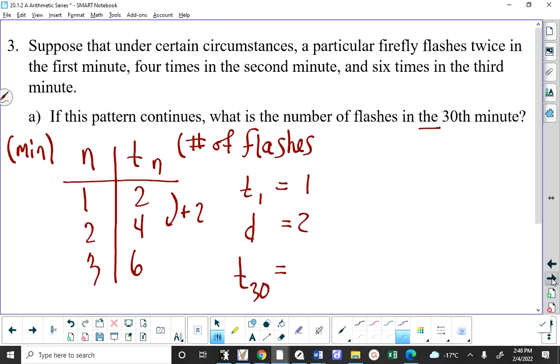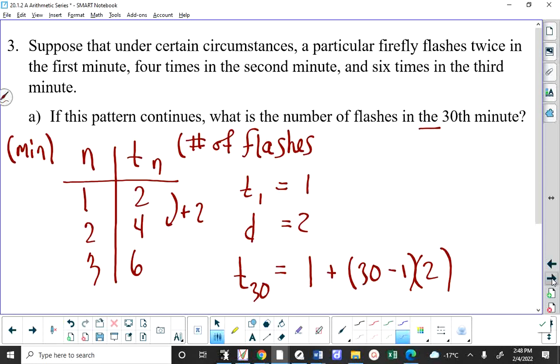I think this is a case, everybody, where since we just want to know what T30 is, we can use this formula, but we don't have to develop it and simplify it. We can just go T30 equals T1 plus 30 minus 1 times D. It's probably the simplest thing to do. So T1 is 1 plus 30 minus 1 times D, which is 2. That's a pretty easy calculation to figure out.